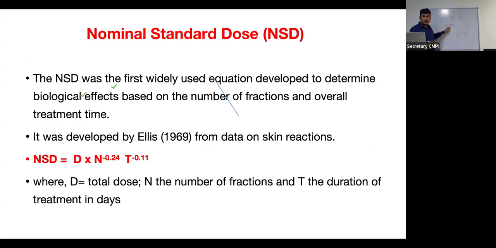In the ESD model, there are only two things: total dose and number of fractions. But in the NSD, the equation is total dose times N raised to minus 0.24 times T raised to minus 0.11. This T is the total duration of time. That is also very important to consider for the overall efficiency, the overall performance of the treatment, how much it prolongs. Because we know that we don't give radiation such that 30 fractions finish within 30 days. So that has been taken care of in this NSD model.